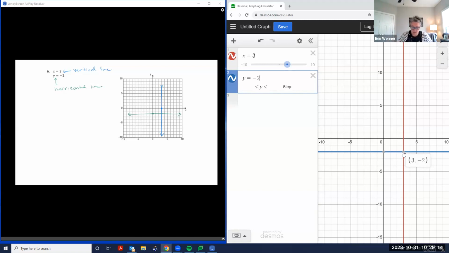So they have a solution. This system has a solution. It's right here, right? And it's the point 3, -2, okay? And so we would still say that the system is consistent because there is a solution. And these equations are independent. And yes, these are equations.